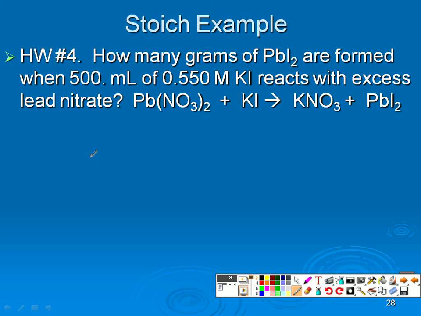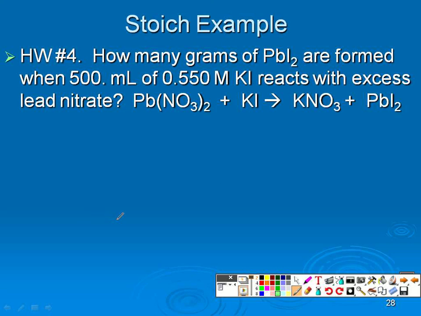Let's go back and start. The first thing we're going to do is molarity times volume to give us moles, because we know the molarity right here, and we know the volume. So we're going to go 0.550 moles per liter times a half of a liter. And what do we get? Go on the calculator. 0.275 moles of KI. Yes.